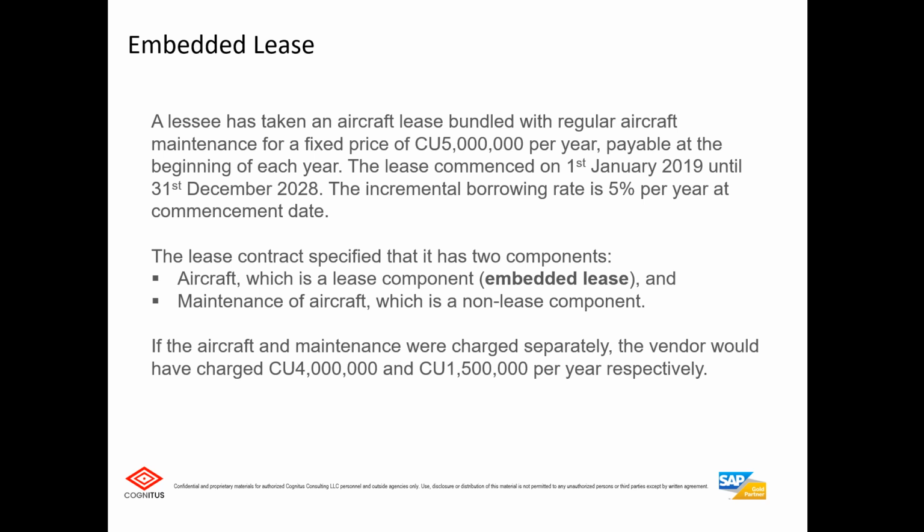So, the contract itself specifies that it has two components. First is the aircraft, which is the lease component, the one we call an embedded lease. The second is the maintenance of the aircraft, which is the non-lease component. If these two components were charged separately, the vendor would have charged 4 million for the aircraft and 1.5 million for the maintenance per year respectively.